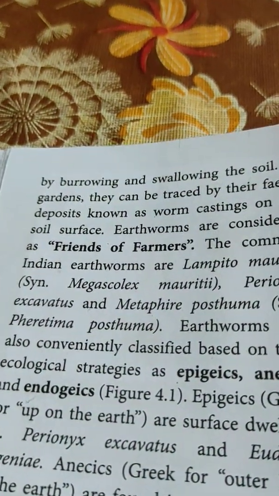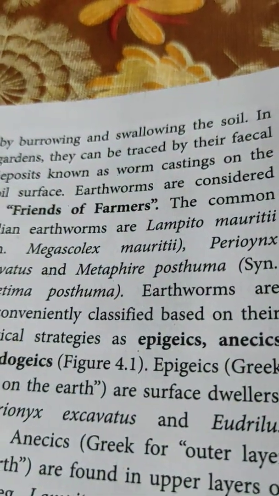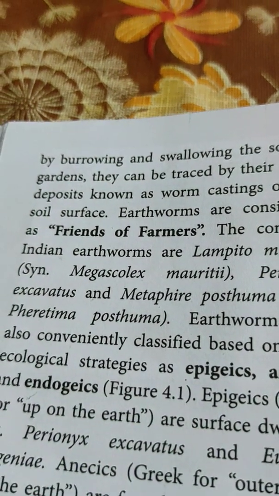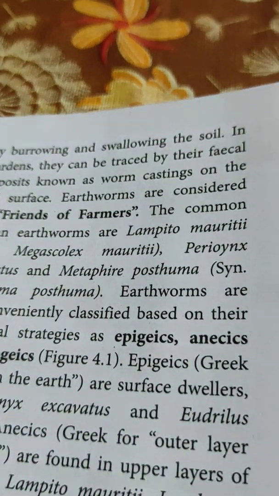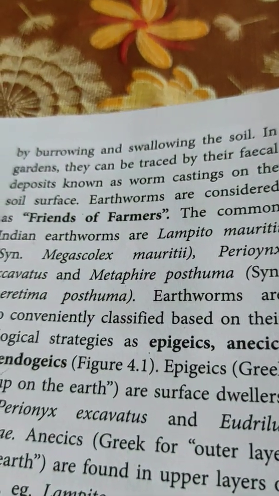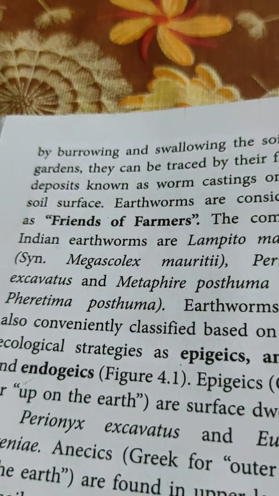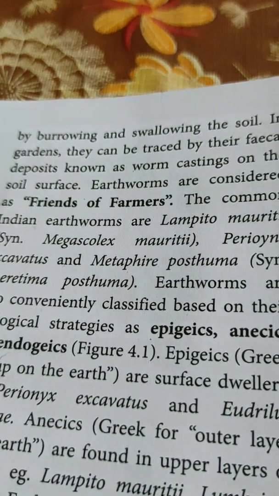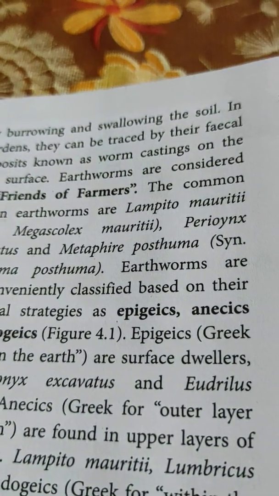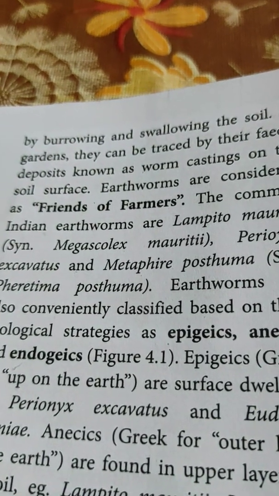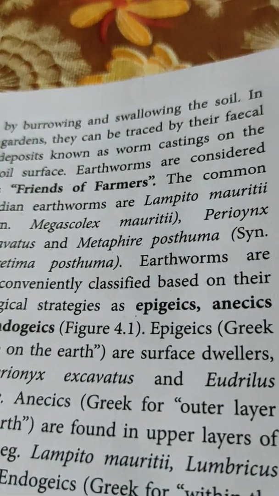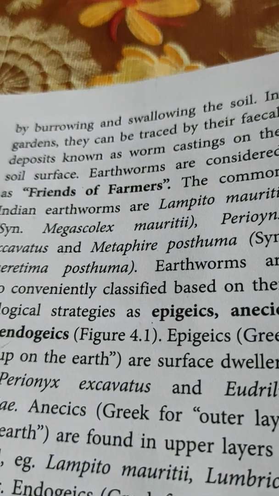The common Indian earthworms are underlined there. Lampito mauritii, synonym: SYN means synonym. Megascolex mauritii, Perionyx excavatus, and Metaphire posthuma. It is generally, in lower classes you will have studied, Pheretima posthuma, the scientific name of earthworm.